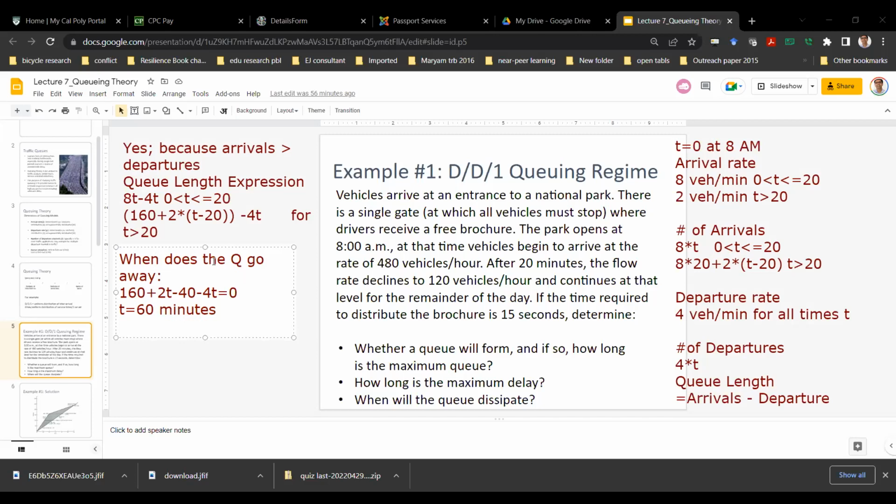Yes. Do we ever end up using the 15 seconds? We did use 15 seconds somewhere. How did we get the departure rate? Right? Because we remember we said 4 vehicles per minute. So the question was, when did we use this 15 seconds? We used it right here to get our departure rate, because 4 vehicles can depart every minute because of this. 15 seconds per vehicle, and 1 minute is 60 seconds. So 4 vehicles per minute.